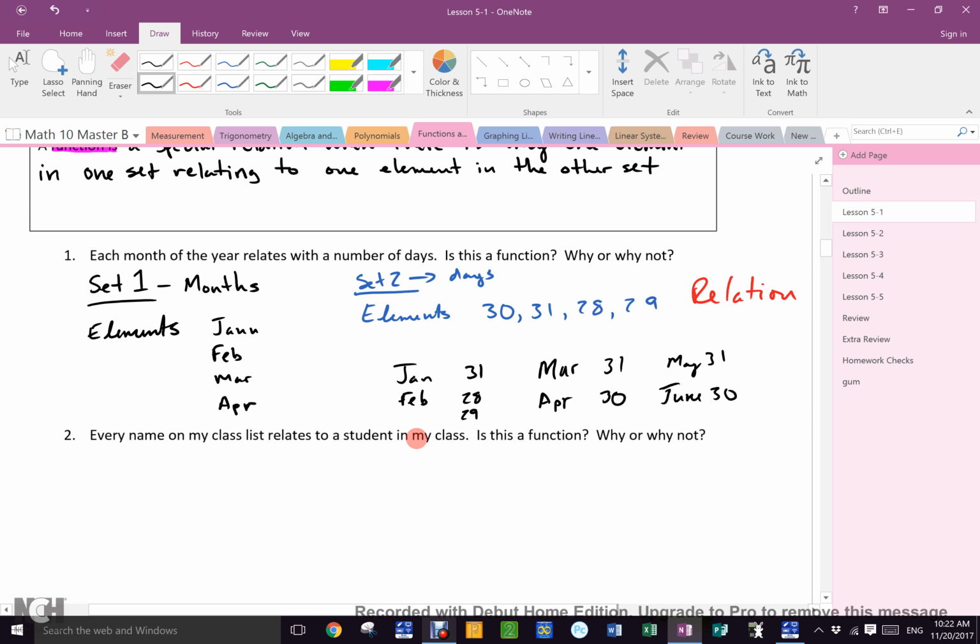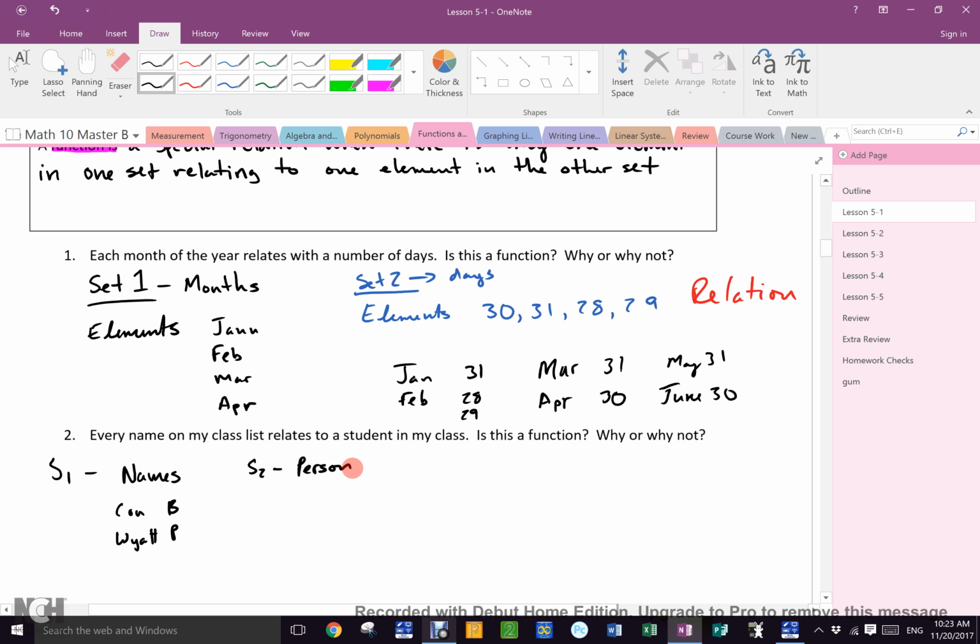Every name on my class list relates to a student in the class. Is that a relation? What are the two sets? What is set 1? Names. Excellent. And on my class list, I have 30 names, yes? Everyone agree? Right? So I got Connor B, I got Wyatt P. Everybody with me? I could list out all 30. Cool? Now, what's set 2? Right, it's the actual person.